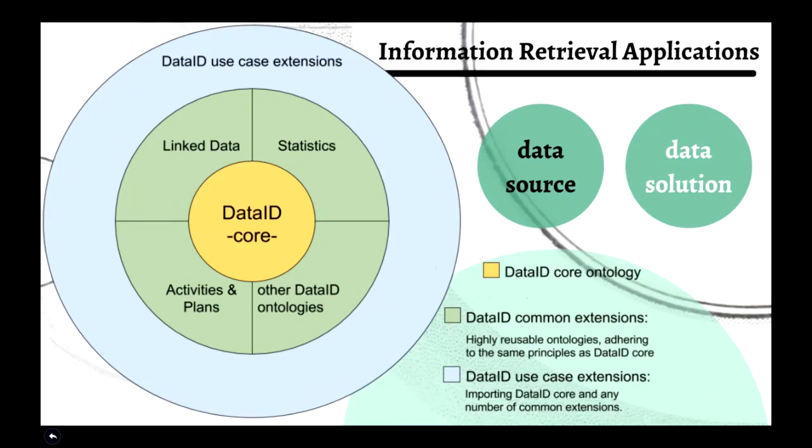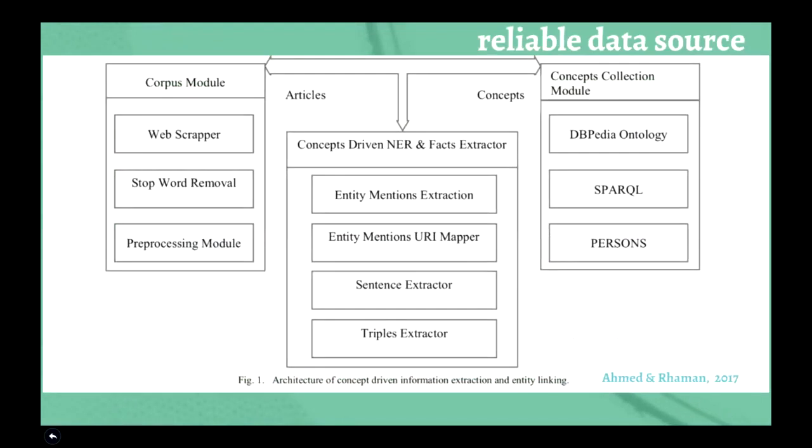And then the most outer layer is use case extension. So it's importing DataID core and any number of common extensions. So it might be an extension to the wiki page, and it's the wiki page identification, for example, and then the revised or updated wiki page. So DBpedia's effort really is to deliver reliable data sources using linked open data.